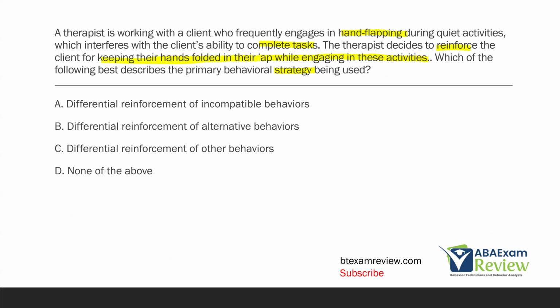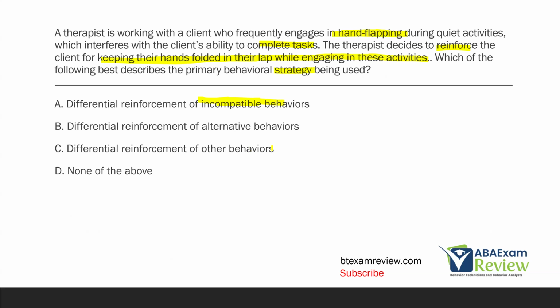So the next question becomes, can that new behavior happen at the same time as the old behavior? Can keeping hands folded in lap happen if their hands are flapping? No. That makes these behaviors incompatible. So if we look at A, differential reinforcement of incompatible behaviors, that's what we're looking for. Again, we're reading all of our answer choices every time. B, differential reinforcement of alternative behaviors. It is an alternative behavior, right? But since it's incompatible, we've got to go with the more specific, precise answer.